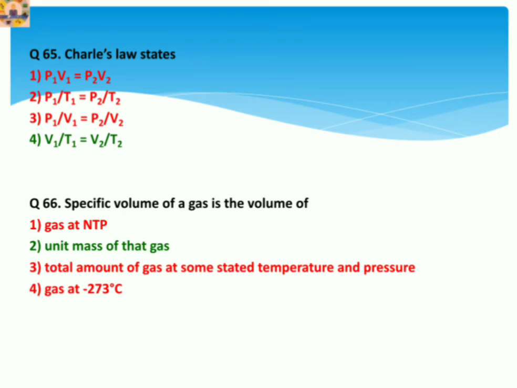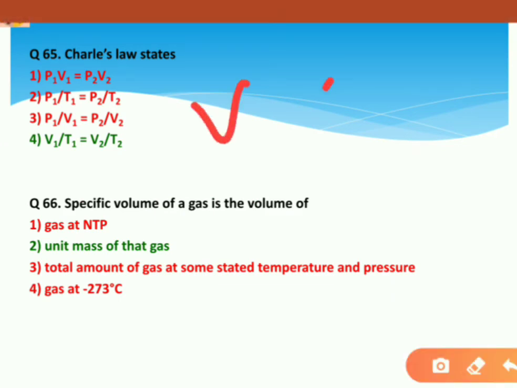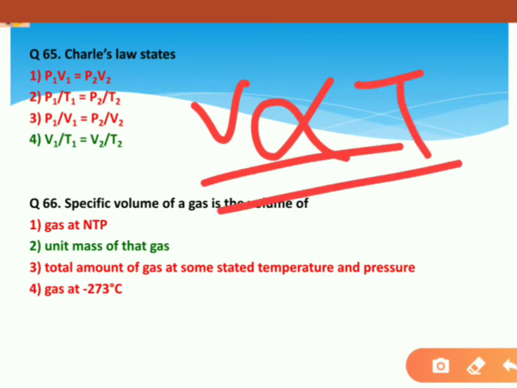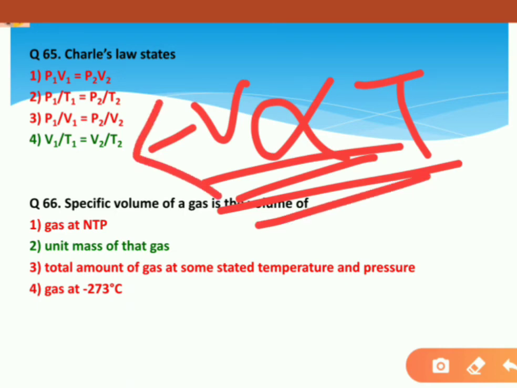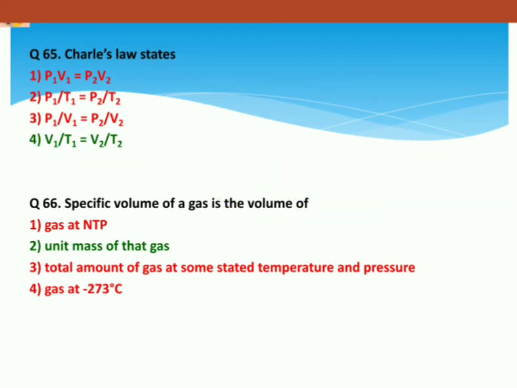Charles law states that volume is proportional to temperature, or if we remove that sign, then we will find that V1 by T1 equals V2 by T2. Option 4 will be the correct answer. So let's proceed to next question 66.